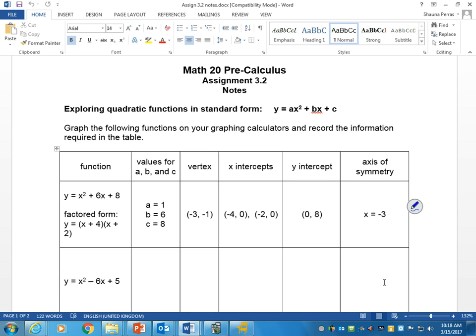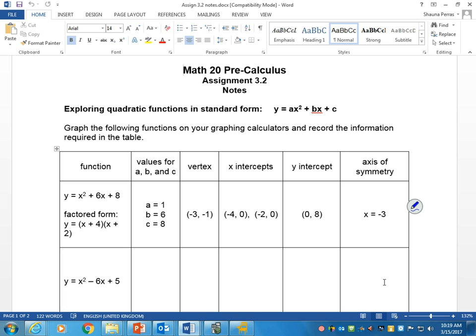So we have three different variables. We have, I shouldn't call them variables, a, b, and c. A being the coefficient in front of the x squared, b being the coefficient in front of the x, and c being the constant, the number by itself with no x's. Okay? So we're going to see what we can get out of these types of standard form quadratic equations.